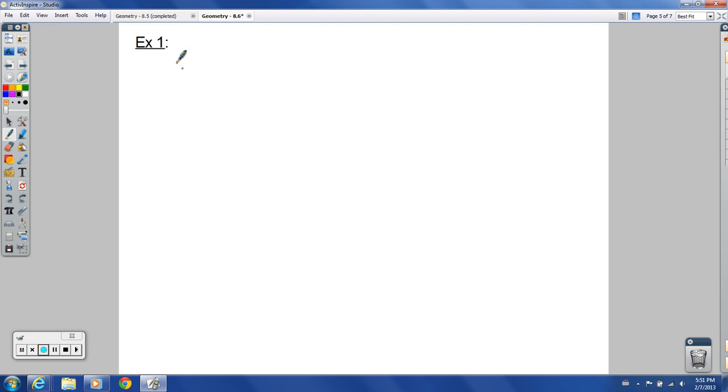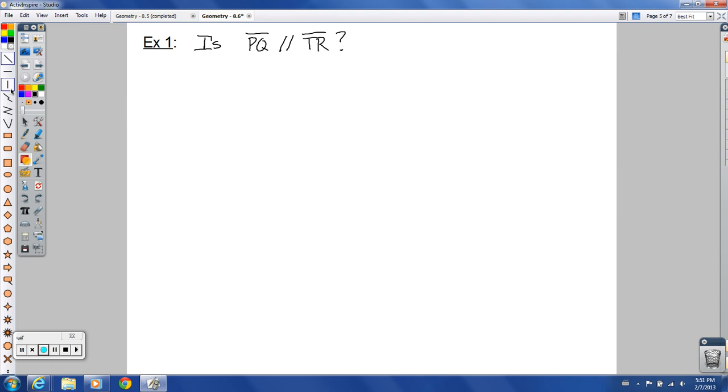And here's example 1 now. So we're going to use that idea, the ideas listed there, and we're going to try to determine if this is true in the picture we're about to draw. So is segment PQ parallel to segment TR? So here's a triangle. Draw yours looking as close to mine as you can. Something like this. Then we're going to draw in what appears to be a parallel segment.